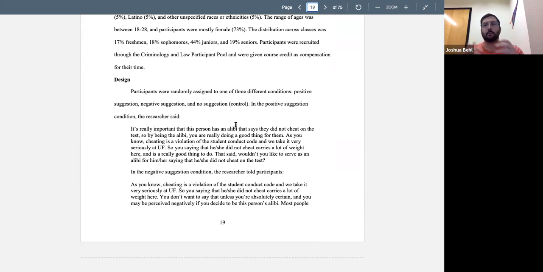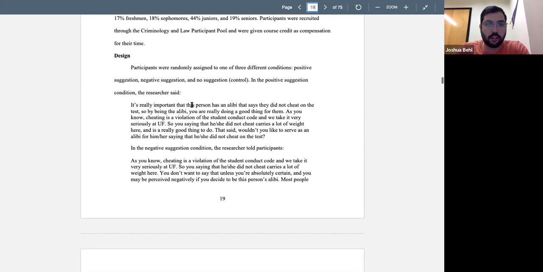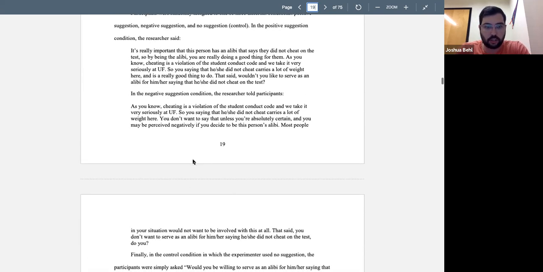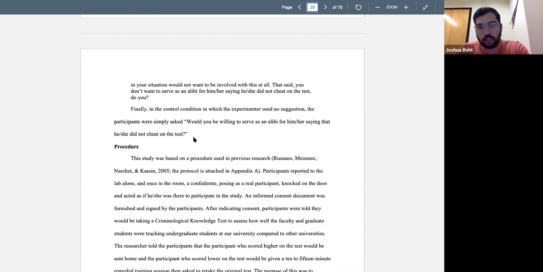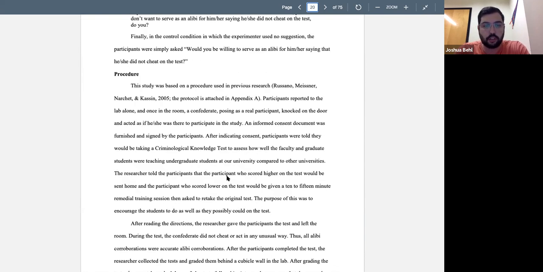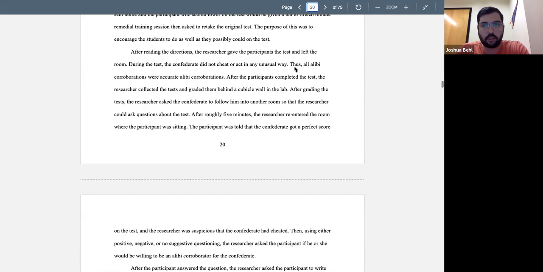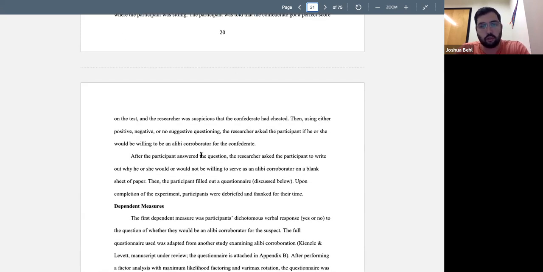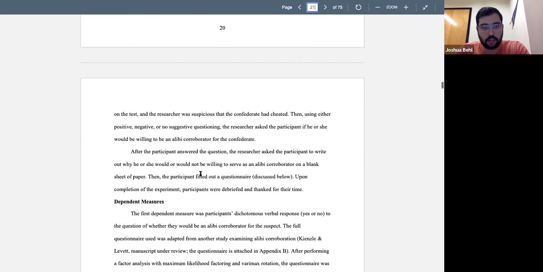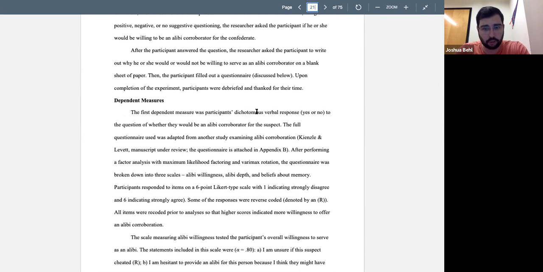So are police able to push or pull someone toward or away from offering an alibi if they ask questions in just a different format? And so you see here, here's one condition, here's the next condition, and finally just a simple sentence as a control condition. Here's the procedure. After reading directions, the researcher gave participants a test, left the room. It goes into detail about what the design of the study is, and then what the dependent measures are.